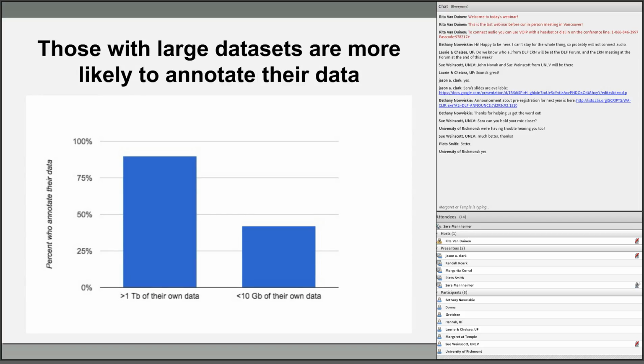And lastly, those researchers with large data sets are more likely to annotate their data. This also makes sense to us. If you have more data, it's more important that that data be understandable and that you have a system for making sense of it.